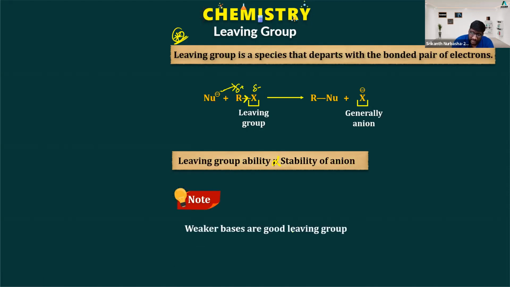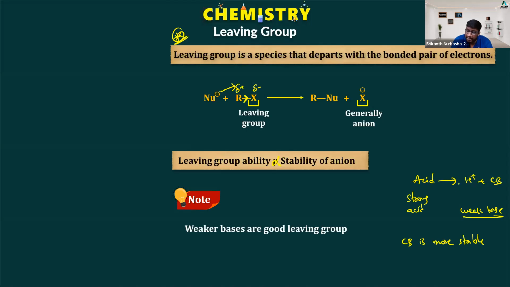So weaker bases are good leaving groups. Why can you say this? An acid gives H plus, along with which the conjugate base is obtained. If we have a weak base, it means the acid will be a strong acid. A strong acid will have a weaker conjugate base. Can I also say the conjugate base is more stable? The conjugate base is more stable.